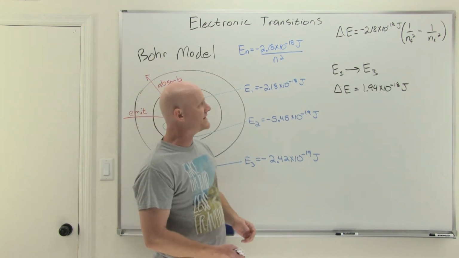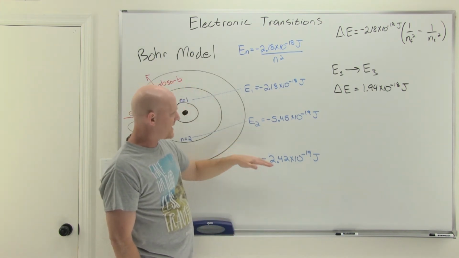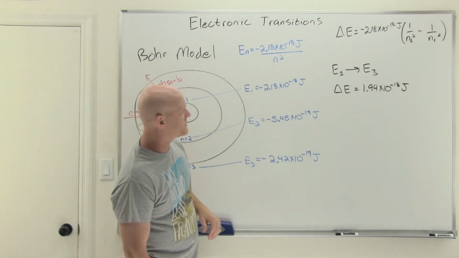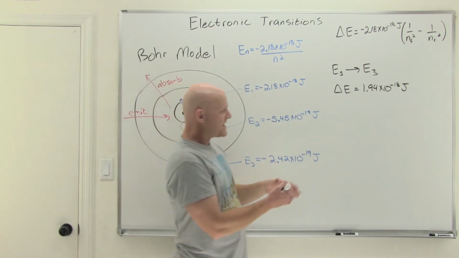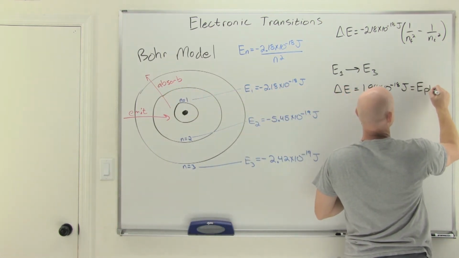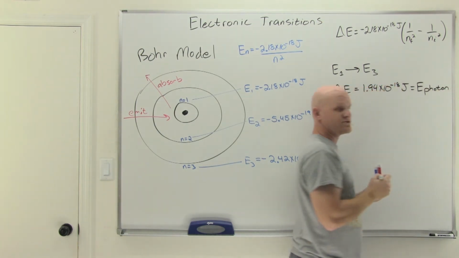Just want to show you the utility of that lovely little formula. That way you don't have to actually go through and calculate the separate energies of electrons in those different orbits. Cool, but it turns out that difference in energy just so happens to also equal the energy of the photon that is either absorbed or emitted.